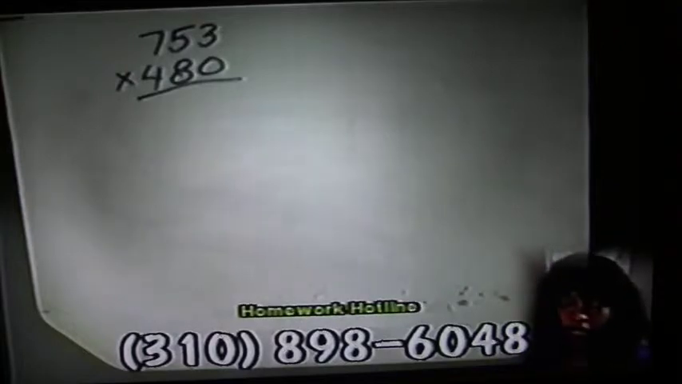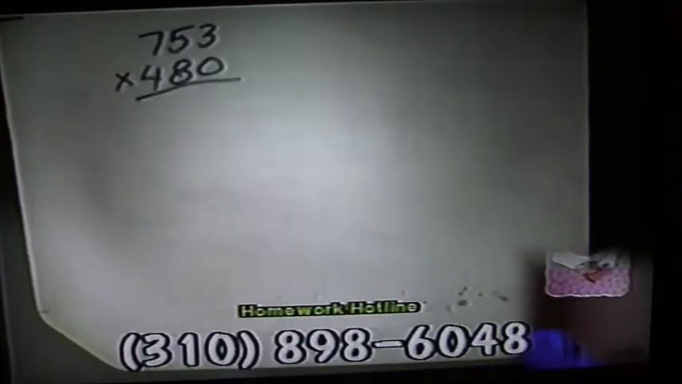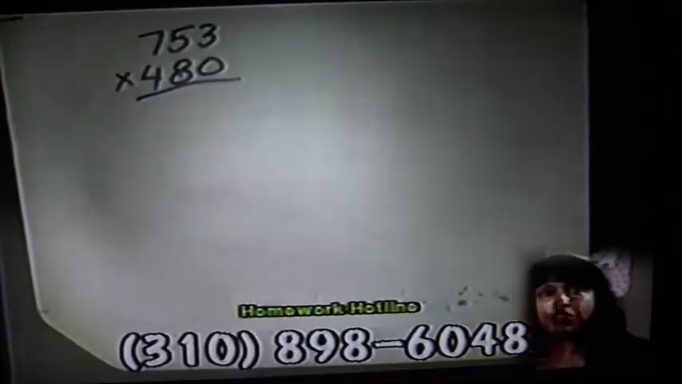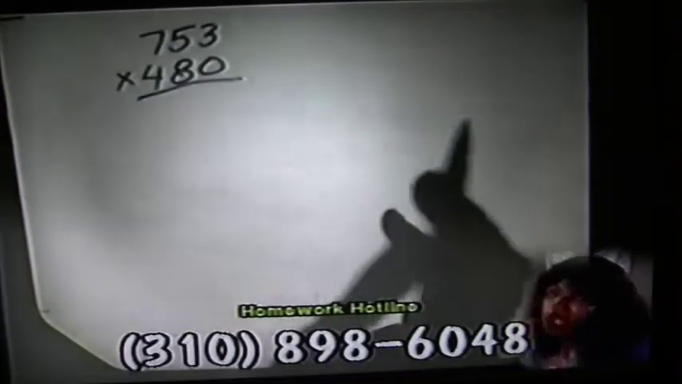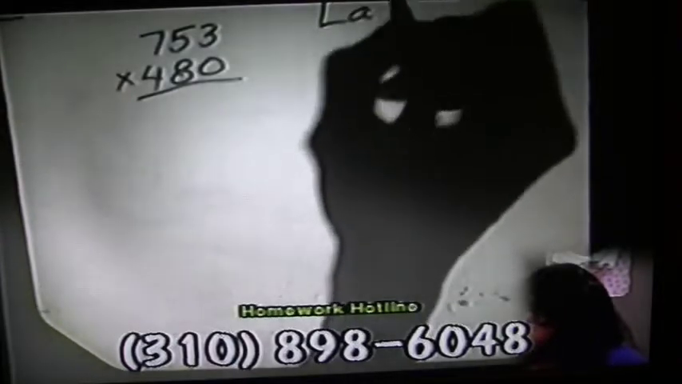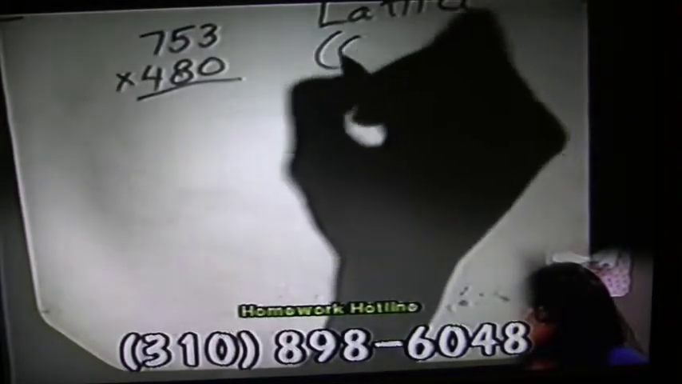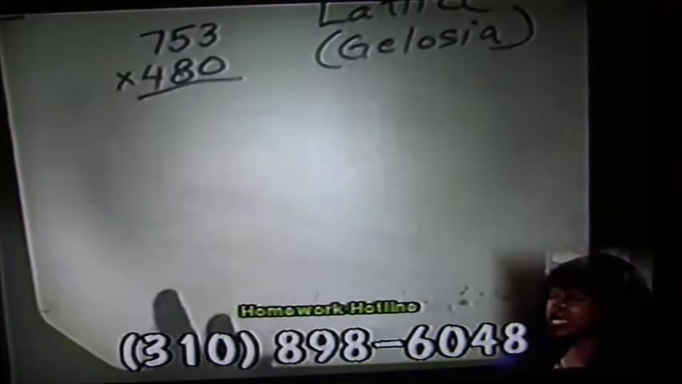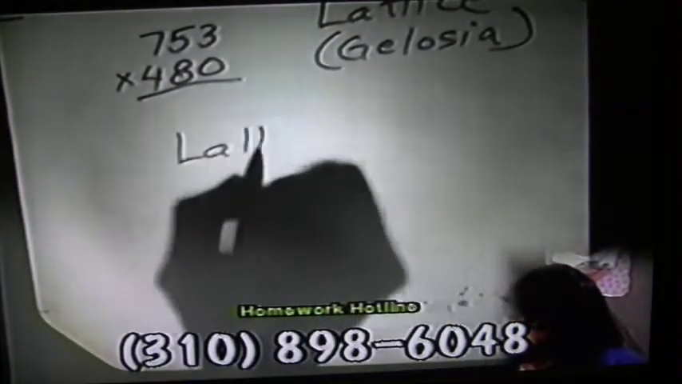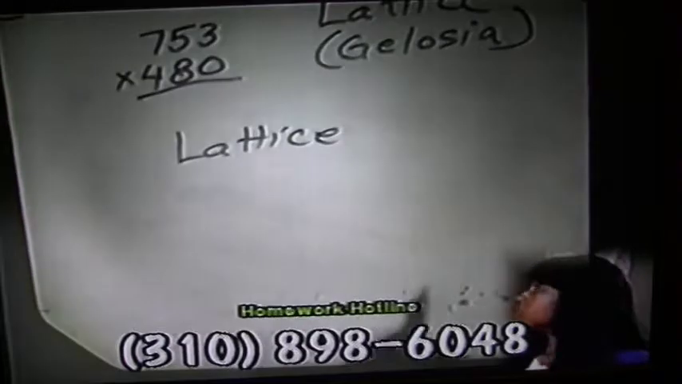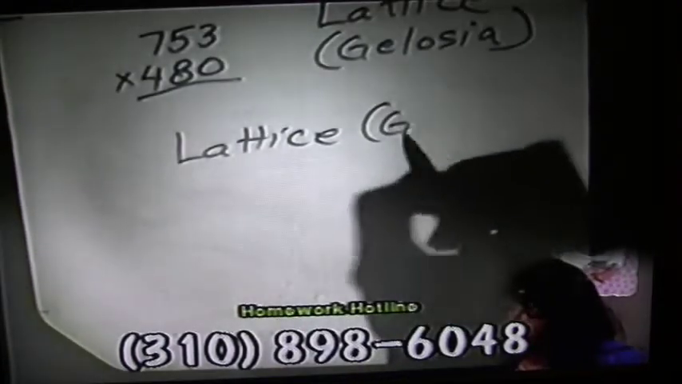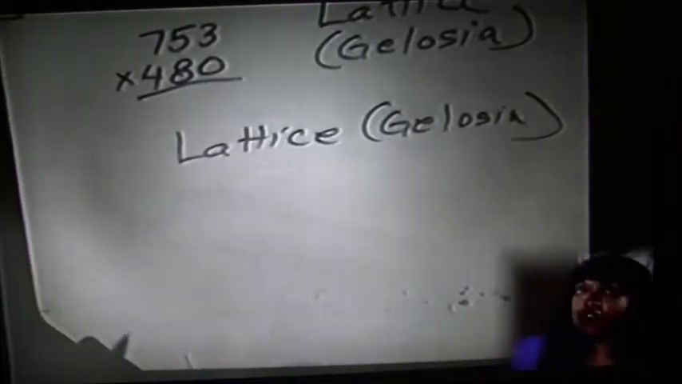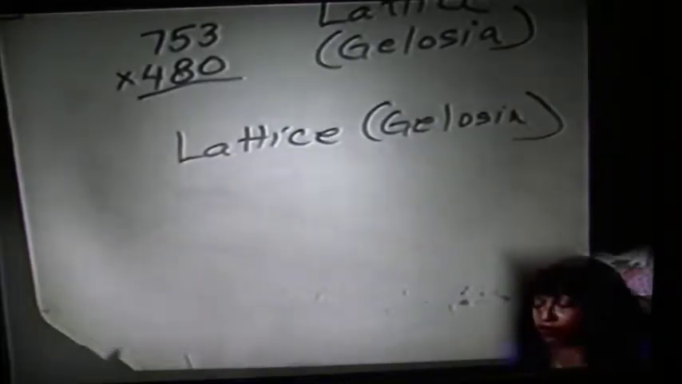Well, I showed you the lattice method before, and maybe if this is too hard where you have to do all the figuring, let's do it on the lattice method. We talked about the lattice method, and it was also called the Jalosia from India method. Well, we have 753 times 480.